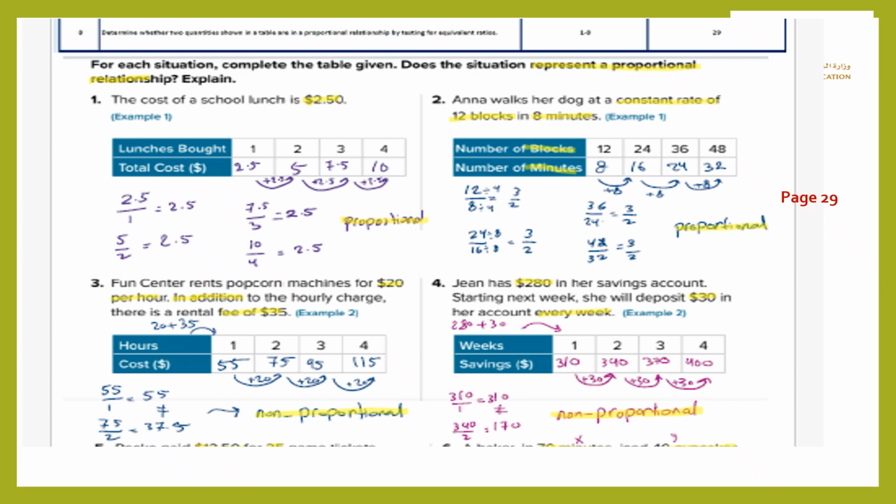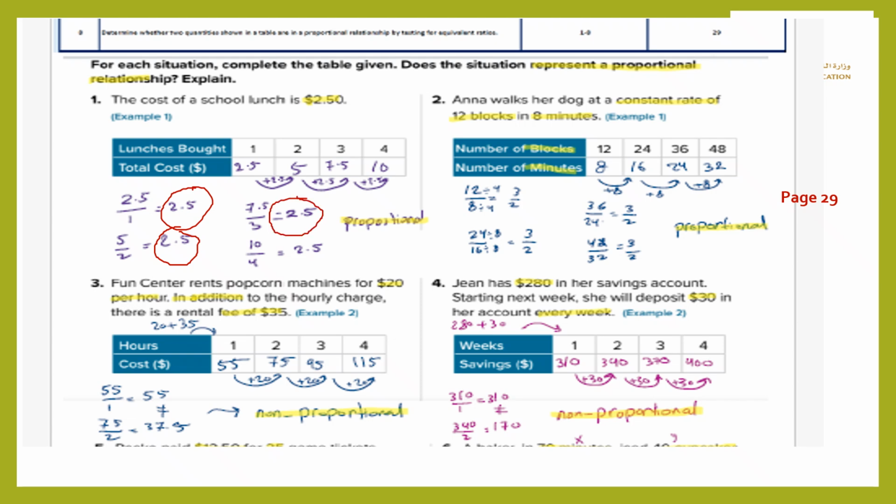Here you see, for each situation complete the table given. They have given you tables. And does the situation represent a proportional relationship? So here you see 1 is 2.5. The cost of school lunch is 2.50. So for one lunch 2.5, 2 means 5, 3 means 7.5, 4 means 10. Each one you check, it is increasing by 2.5. Here increasing 1, 1, 1 like that. So in that case it is proportional. Otherwise you can do 2.5 divided by 1, 5 divided by 2. In each case you have to get the same value, 2.5.